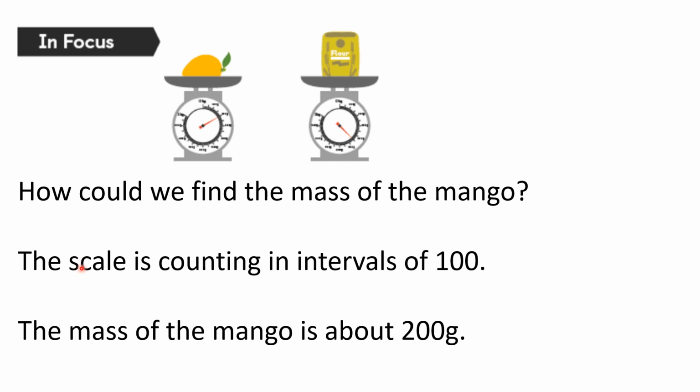Now this scale is counting in intervals of 100. So if we start from 0, we know the first mark is going to be 100, so the second mark is going to be 200 grams. So we can say that the mass of the mango is about 200 grams.